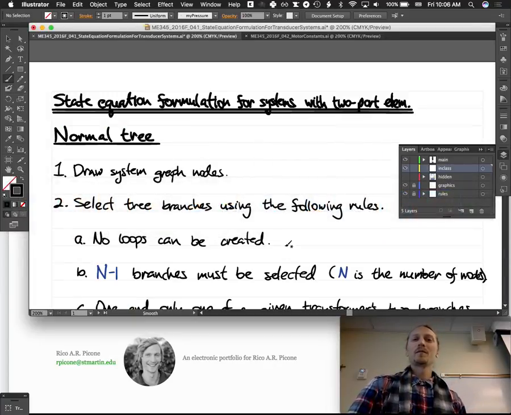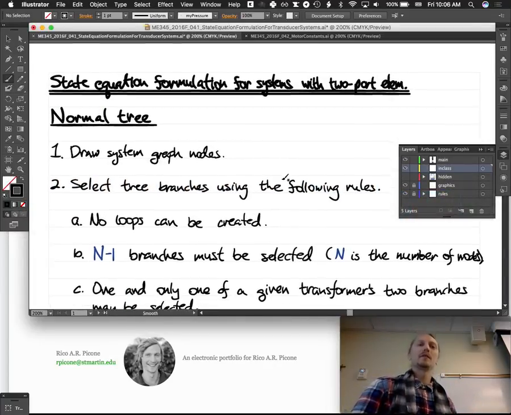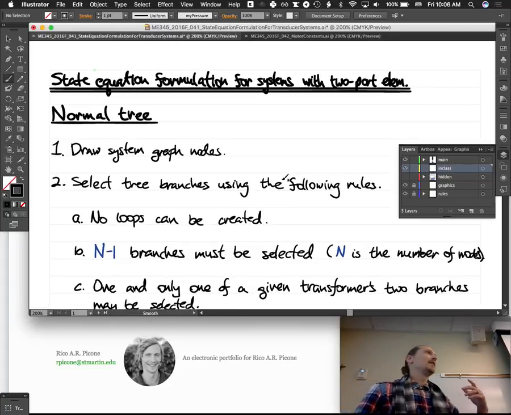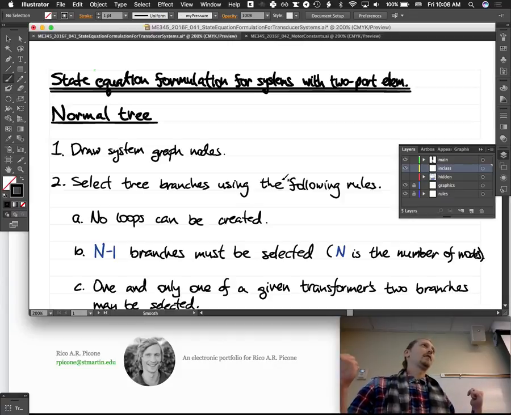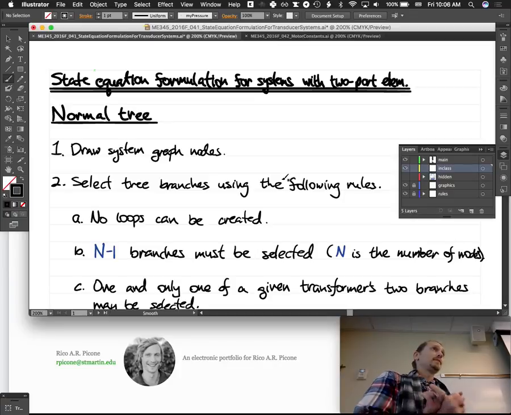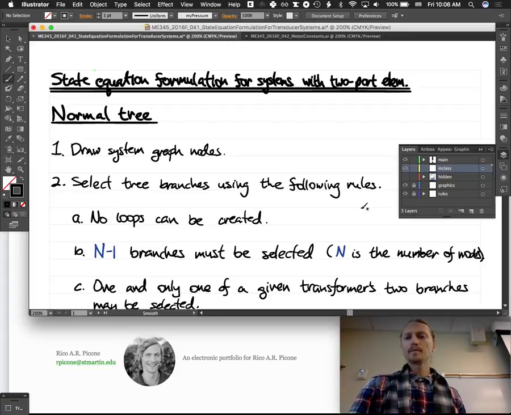Okay. So we're going to learn how to formulate state equations for systems that have two-port elements in them. We learned how to draw linear graphs for them last time, but we didn't learn how to find a normal tree. That process is a little bit different, and then find the state equations. So we'll go through that today.